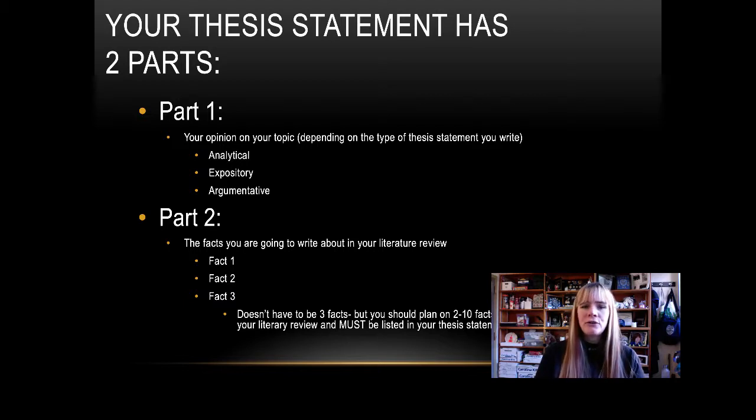All right, your thesis statement has 2 parts. The first part is your opinion on your topic. Your opinion can be an analytical opinion, an expository explaining opinion, or an argumentative opinion. And then the second part are the facts that you're going to write about in your literature review. So it could be fact 1, fact 2, fact 3. It doesn't have to be 2 facts or 3 facts. I normally see around 3 or 4 facts for a 1,500-word literature review, but it's going to be whatever facts you are trying to explain or analyze or argue within your literature review.